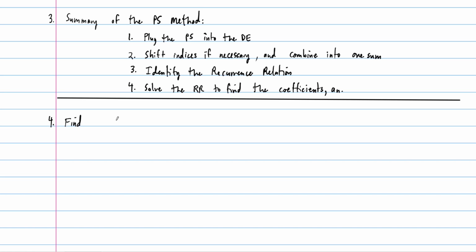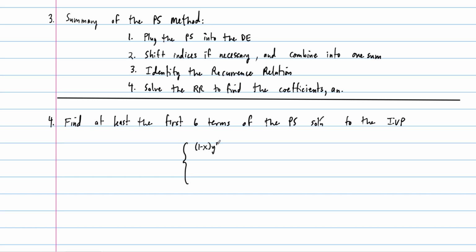For this one, like I was saying before, I'd like to find at least the first 6 terms of the power series solution to the initial value problem. I'll write it down, and then we'll talk a little bit about how to solve the initial value problem, and then we'll do it together. The differential equation is (1 minus x) y double prime plus x y prime minus y equals 0. The initial conditions are y of 0 equals minus 3 and y prime of 0 equals 2.